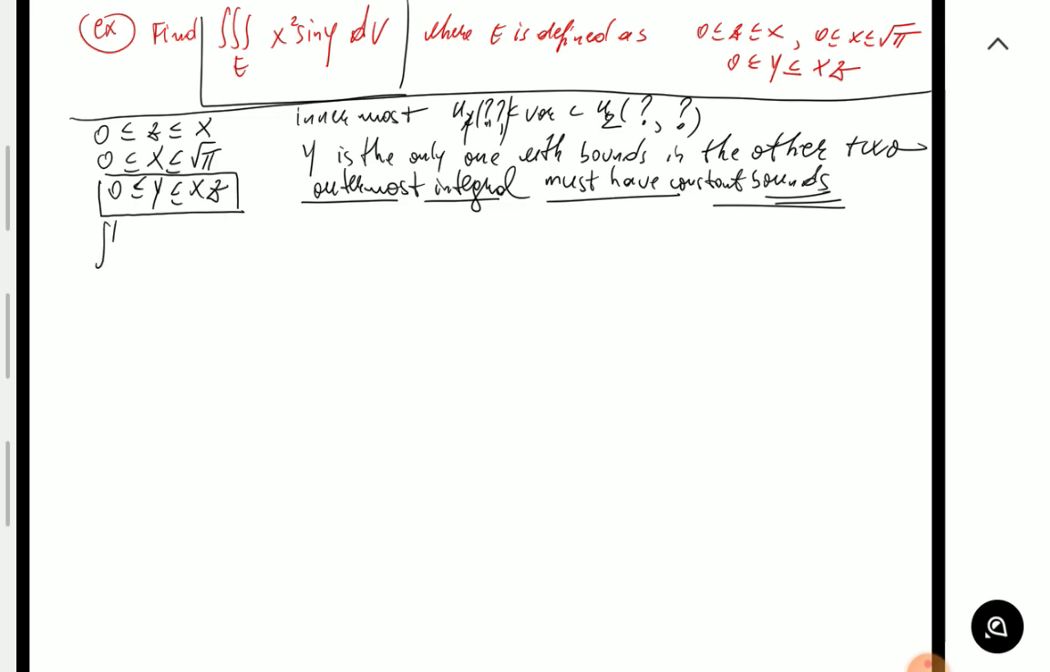So the triple integral in the problem, starting from the outside, the outermost is going to be from 0 to square root of pi. The middle one is going to be from 0 to x for z, and the innermost from 0 to xz. Again, make sure you pair them correctly. dy, because y is between 0 and xz, the middle one is going to be dz, and the outermost one dx.